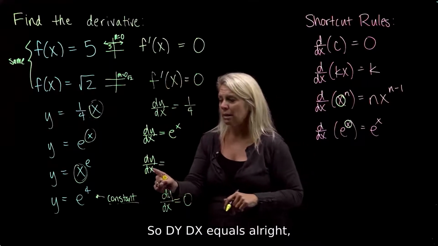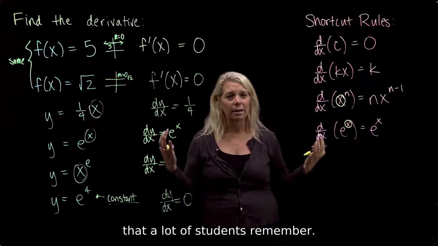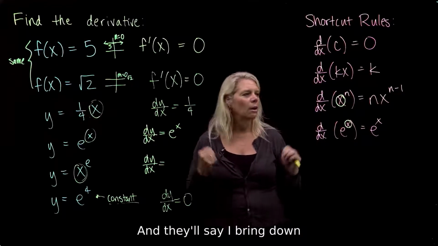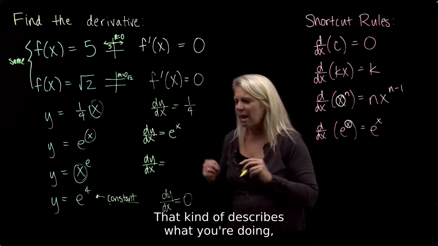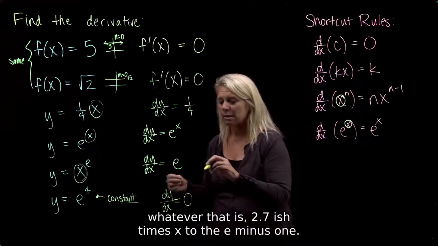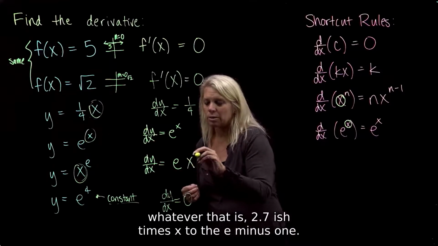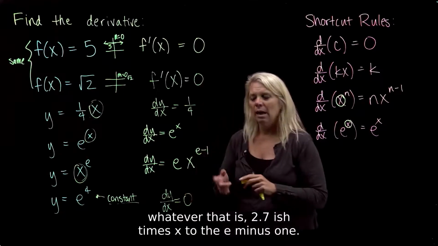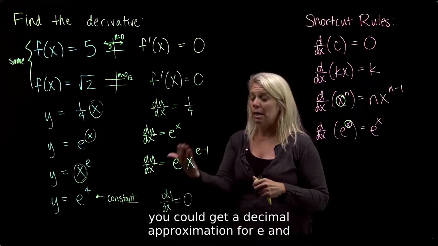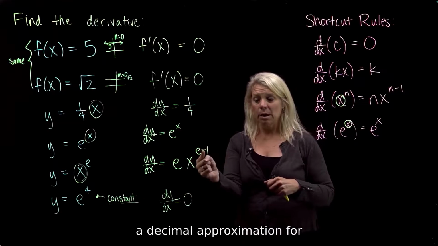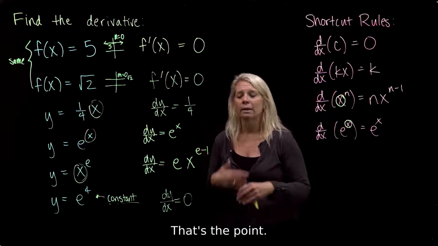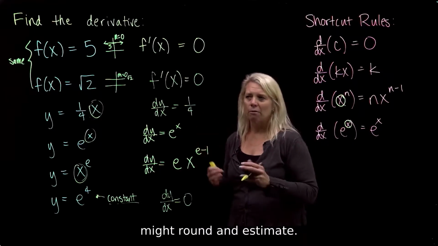So dy dx equals, right, and then this is the kind of rule that a lot of students remember. If they don't remember anything else about calculus, they remember this rule. And so they'll say, oh, I bring down the exponent and subtract 1. That kind of describes what you're doing. But we're going to end up out front with e, that number, whatever that is, 2.7-ish, times x to the e minus 1. And you can't simplify this really anymore and leave it in exact form. If you wanted decimal approximations, you could get a decimal approximation for e and a decimal approximation for e minus 1 and put those in there. But in general, we want exact values. That's kind of the point. Maybe at the very end of a problem, you might round and estimate.